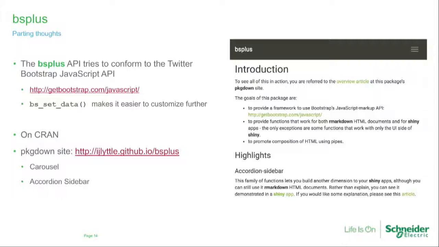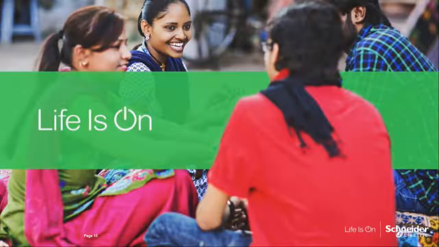So some parting thoughts here. I try as much as possible to conform to what Twitter Bootstrap has done for us already. There's some links there to it. There's a helper function, BS set data, that makes it easier to customize things further. It's on CRAN. There's a package down site. Thank you very much.